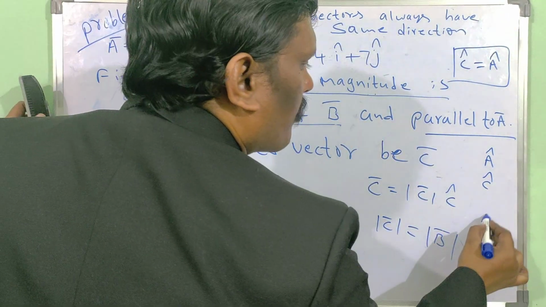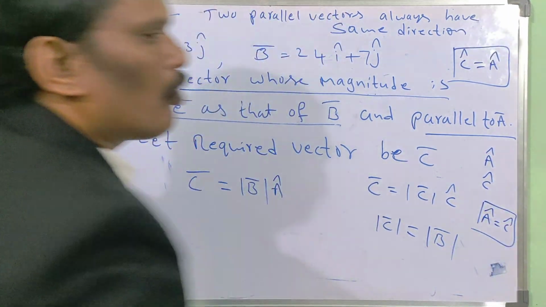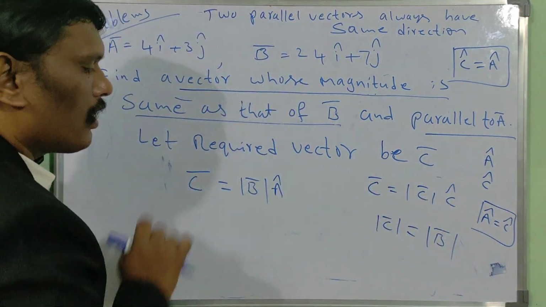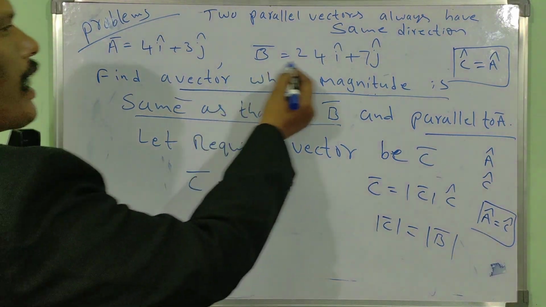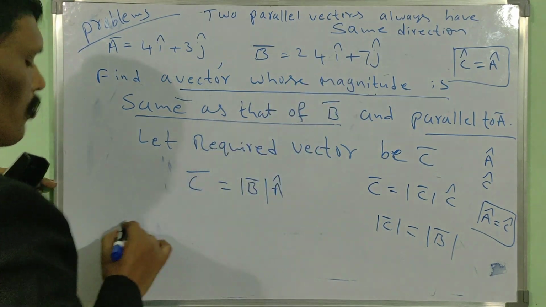That means the A bar vector direction and the C bar vector direction are the same; both are parallel. That's why, in place of C cap, I replaced A cap. Now, from the given vector, what is the magnitude of B bar? Let us calculate the magnitude of B bar.